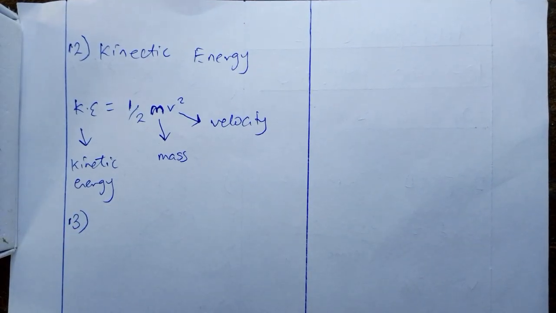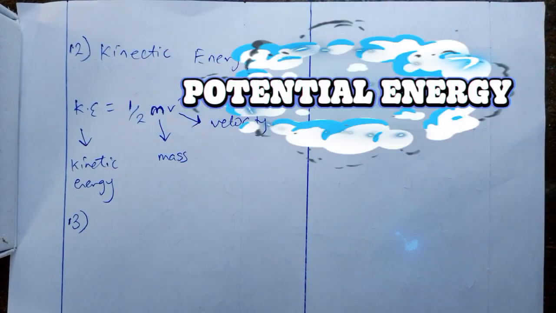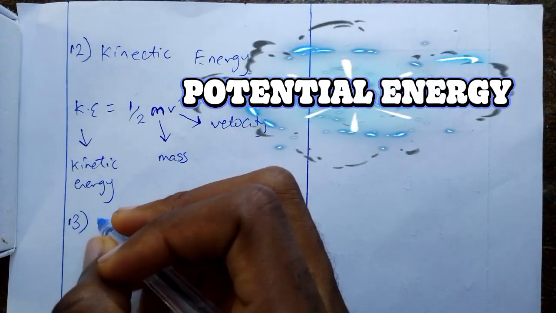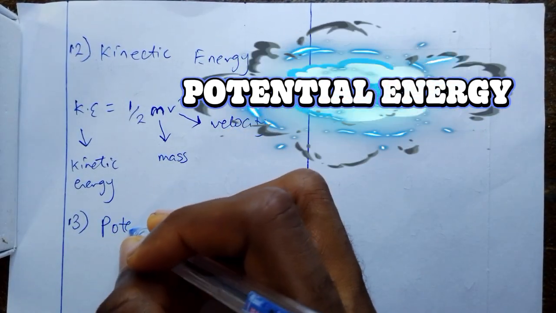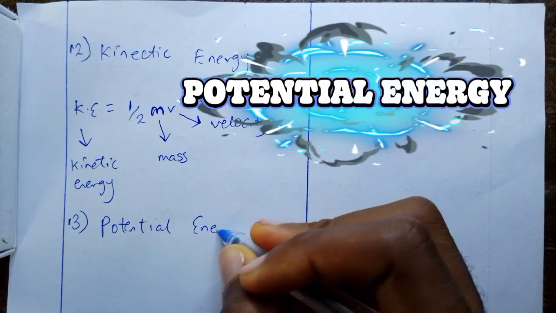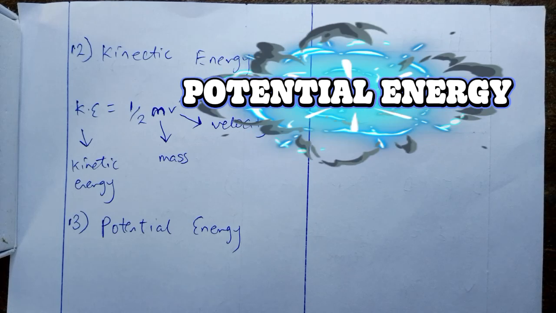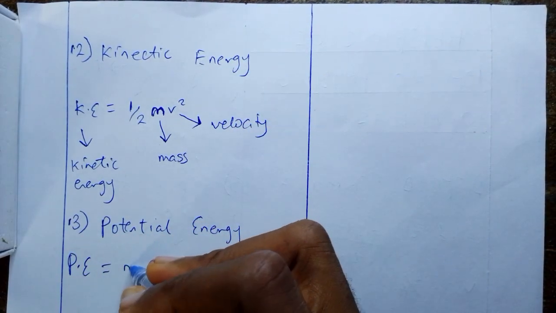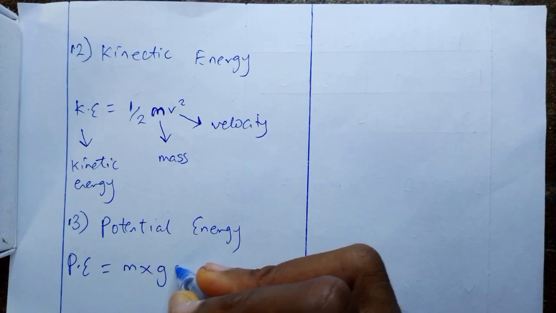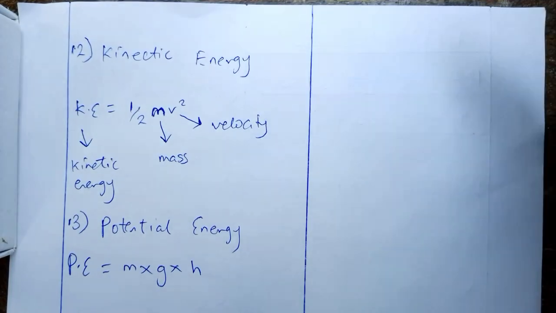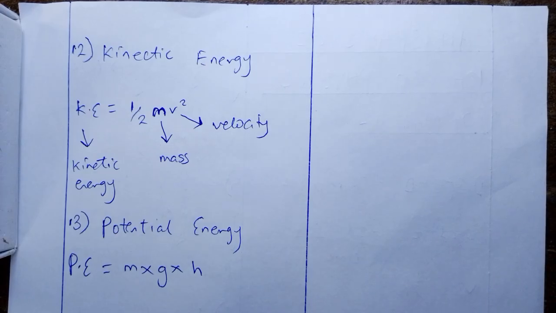So obviously our formula 13 will be this brother, which is what? Potential energy, which is energy possessed by a body at rest. So potential energy, PE, equals mass times gravity times height. Potential energy, mgh, mass times gravity times height.